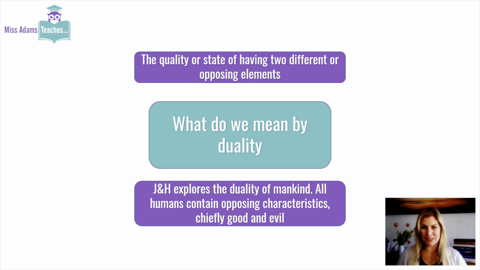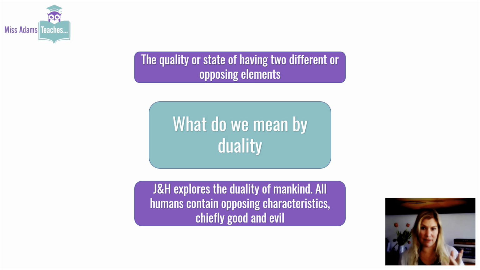Okay, let's start by just talking about what duality is, because this is a word that sometimes throws people. So the actual definition is the quality or state of having different or opposing elements within one kind of being. So just imagine one person, two opposing characteristics within it. So in terms of Jekyll and Hyde, it's quite straightforward, because Jekyll and Hyde is saying, let's look at the duality within mankind. And obviously its big focus is the fact that all mankind has the capacity for good and evil within them.